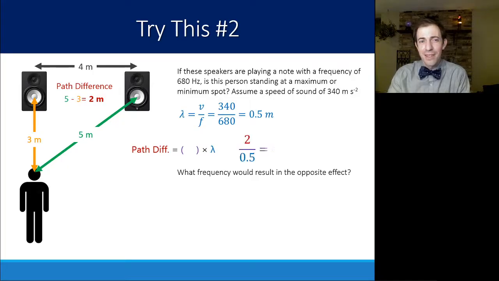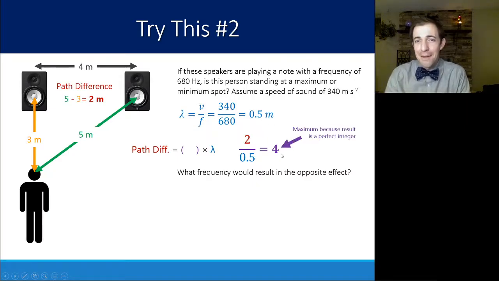2 meters is our path difference. 0.5 is our wavelength. 2 divided by 0.5 gives you 4. That is going to be a maximum because it results in a perfect integer. Well, the follow-up question then is what frequency would result in the exact opposite effect? If I was still standing exactly here, is there a frequency that would destructively interfere?